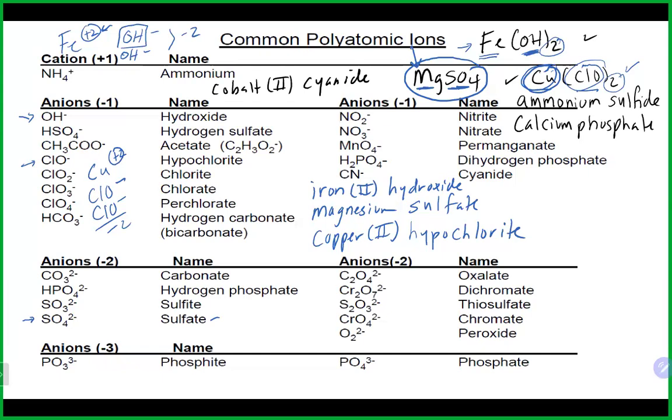All right, so now that we have names, let's get some formulas. Going to follow really the same idea here. I see a metal with a Roman numeral, so I know cobalt should have a +2 charge. Cyanide is a polyatomic ion, so I'm looking for just the basic formula of cyanide, which is right here, by the way, and that is CN-.